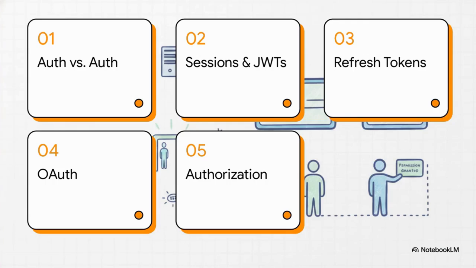To demystify exactly how this works, we've got a clear flight path today. We'll start with auth versus auth, then look at proving identity with sessions and JWTs. We'll explore staying logged in via refresh tokens, outsourcing trust with OAuth, and finally, setting rules with authorization. To keep things crystal clear, we'll be treating web security just like a highly exclusive nightclub.